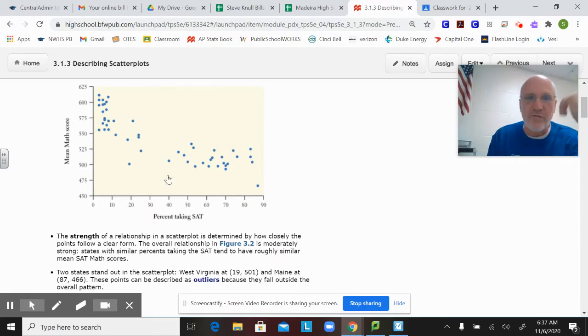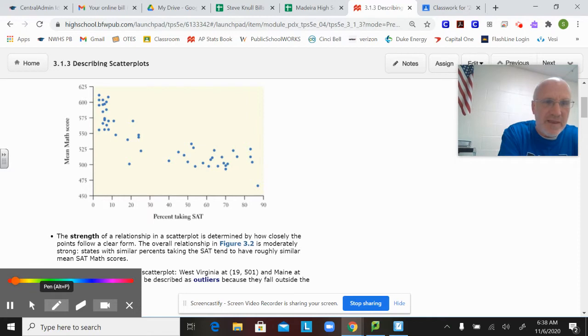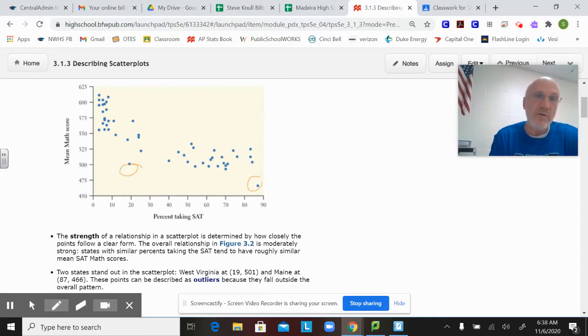And then we're also looking for outliers. Again, you have to pay attention here. An outlier could be in either the X direction or the Y direction, and there are actually differences in how that affects things. We'll get to that. So in this case, maybe that one and maybe that one. I don't know. Oh, and now I'm reading the paragraph. Two states stand out: West Virginia, 19501, that's that one, and Maine at 8746. Outliers because they fall outside the overall pattern.